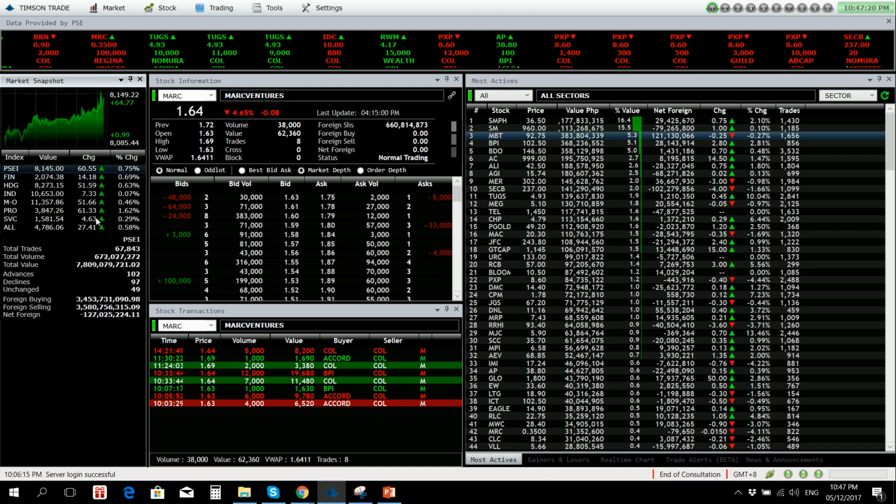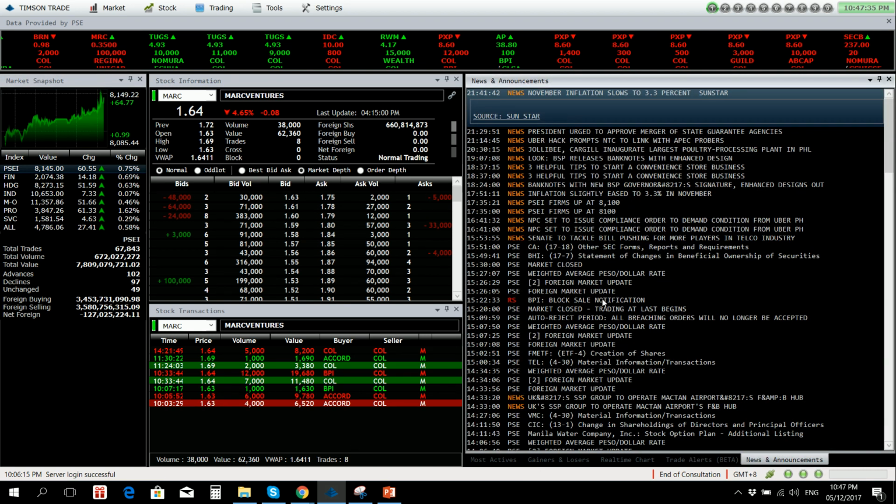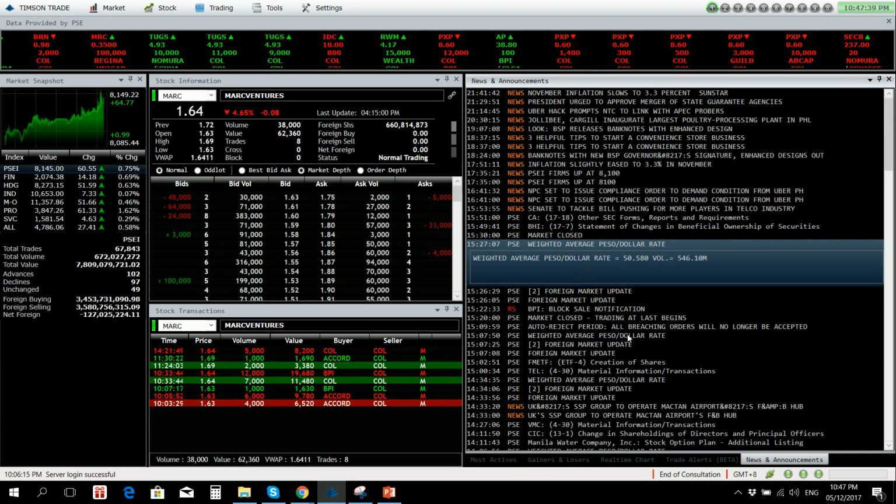Value turnover for the day totaled 7.81 billion. There were 102 advancers versus 97 decliners, so 49 names remain unchanged. Foreign transactions resulted in a net foreign selling of 127 million. For our exchange rate, it is rather flat at 50.58 pesos to $1.